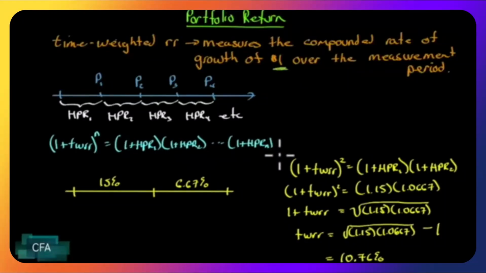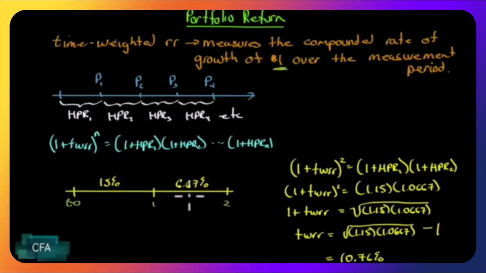So let's just have a look at what that would look like with an easy example. Remember, we already figured out our holding period return for the contrived example we had earlier, where we made 15% in year 1 and 6.67% in year 2. So this is t equals 0. This is the end of year 1. This is the end of year 2.